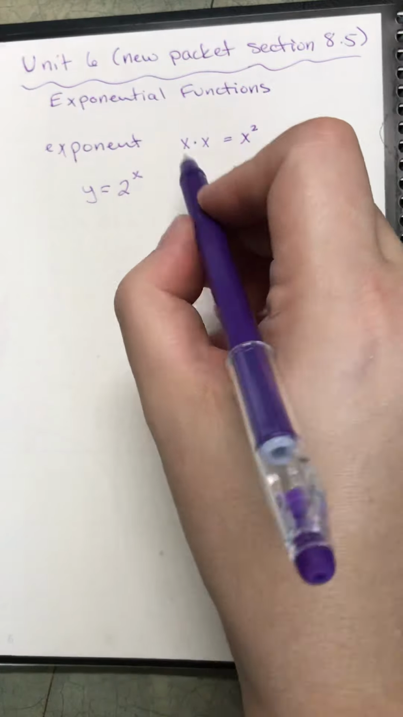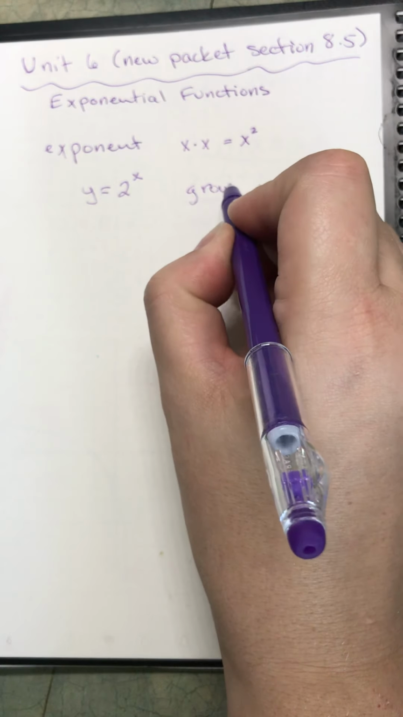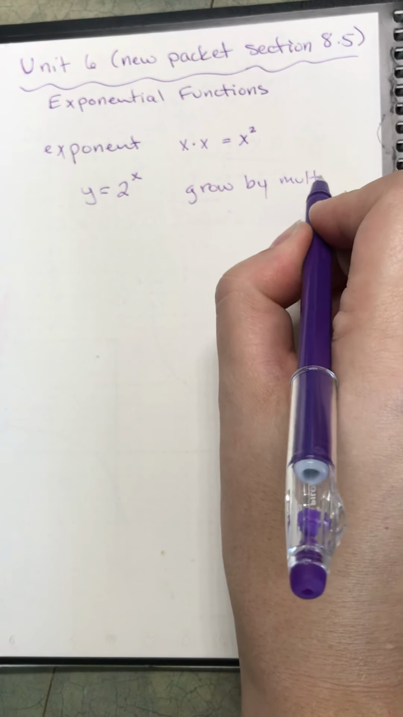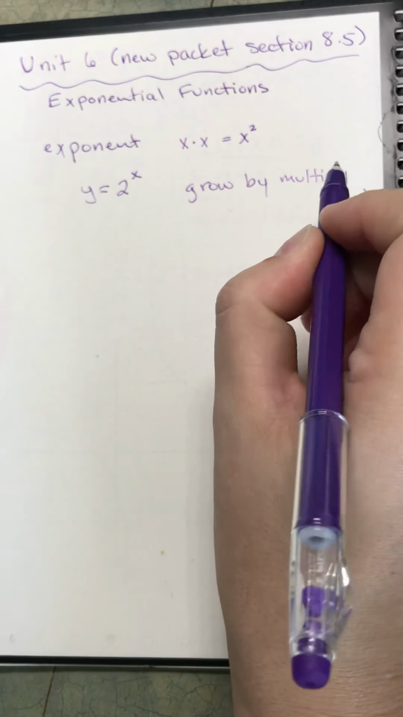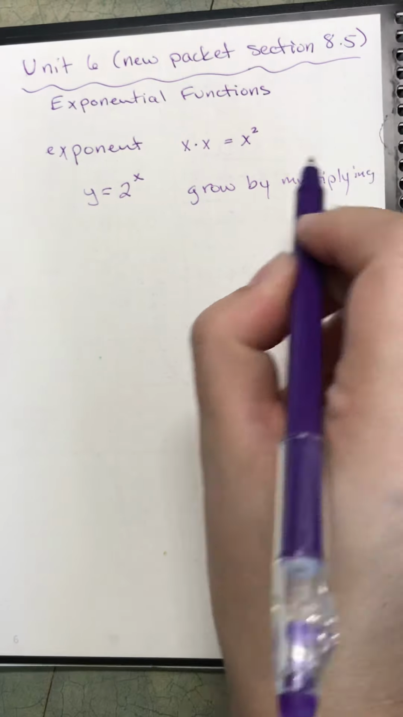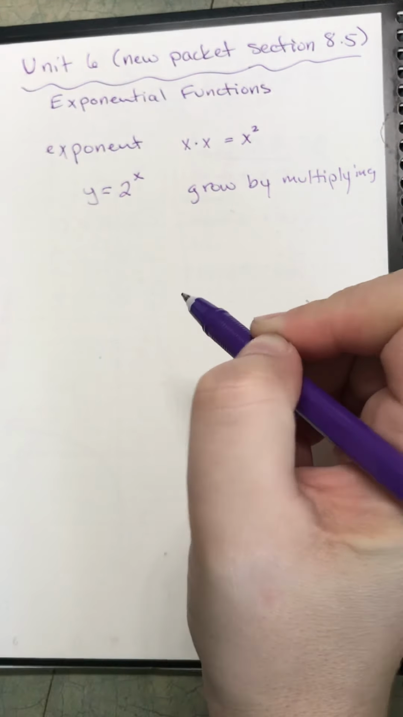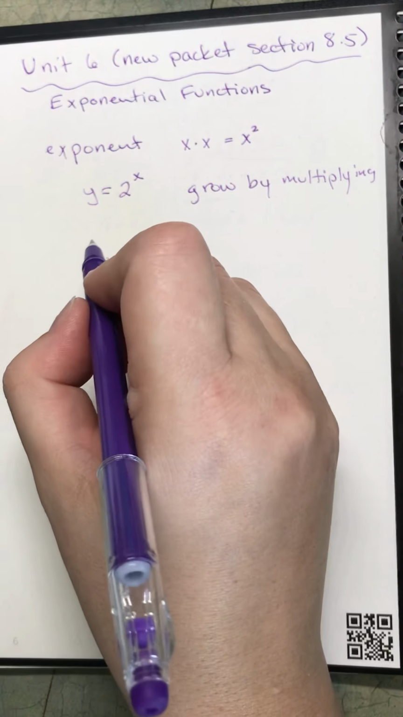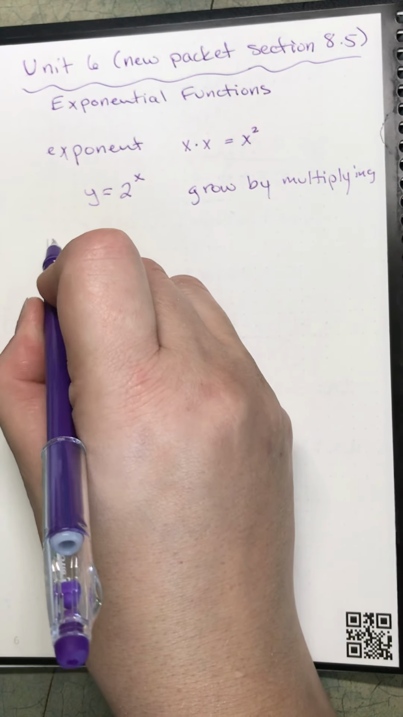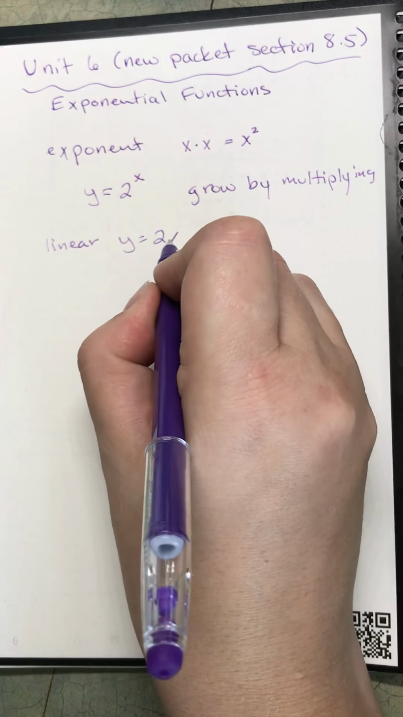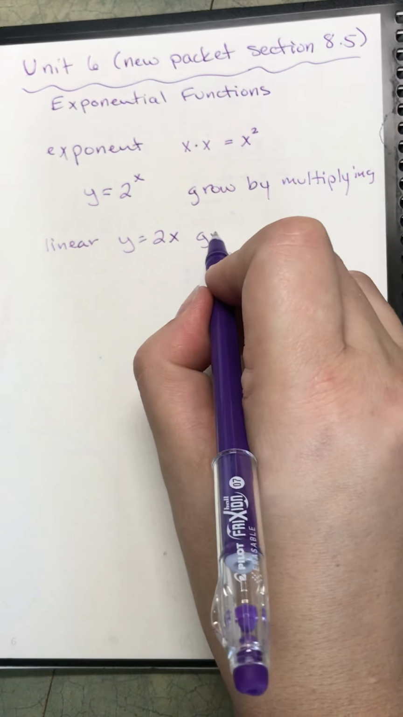Exponential functions grow by multiplying. Right? We're multiplying 2 over and over and over, whereas linear functions like y equals 2 times x grow by adding.